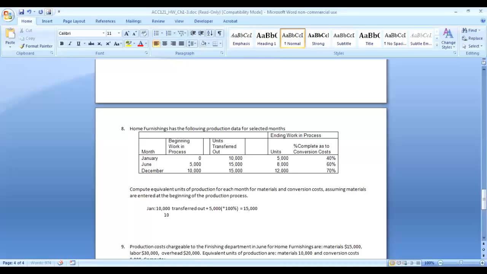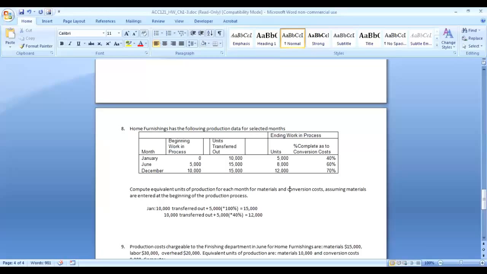And if we're doing conversion, still the 10,000 transferred out, still the 5,000 in ending work in process, only this time factored at the 40% completion rate. So for equivalent units of production, we never care what the beginning work in process is, only what we've actually transferred out, and what's sitting in ending work in process and how done that is with respect to both materials and conversion.